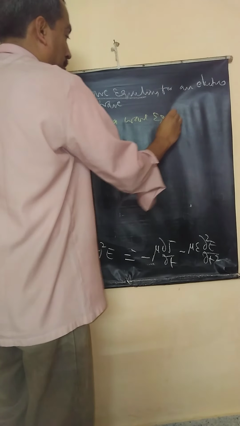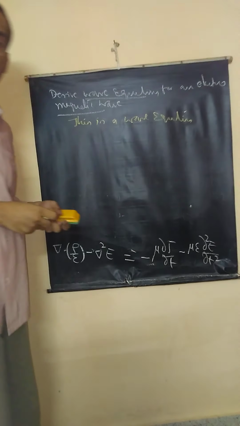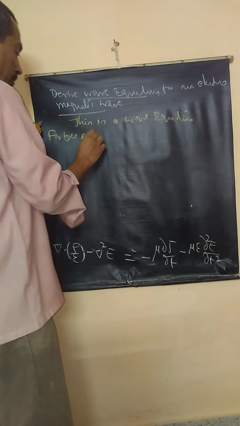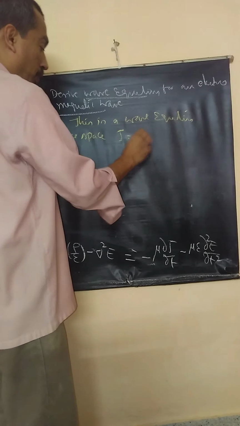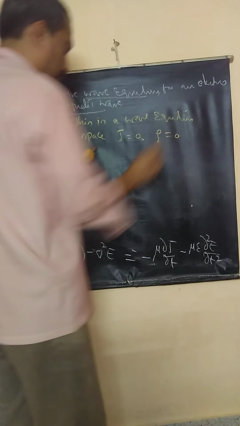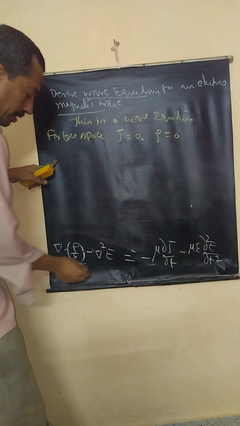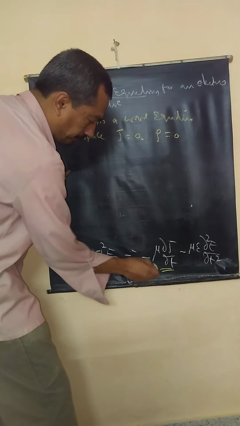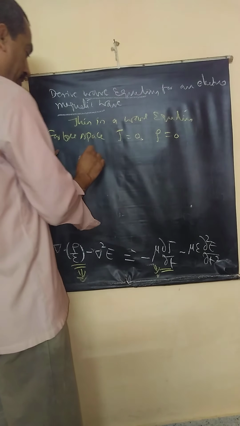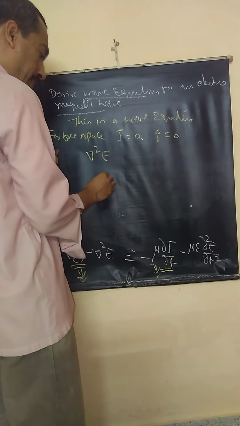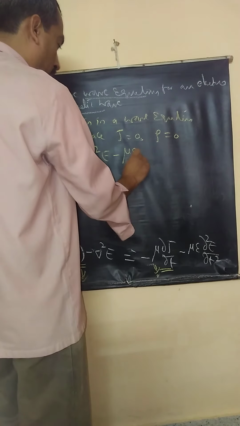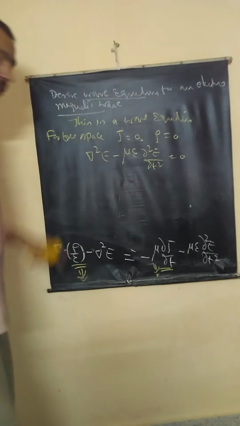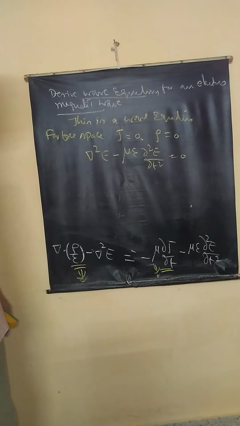Now suppose electromagnetic waves propagate in free space. For free space, what is the current density? J is 0. Charge density is also 0. Therefore, this becomes 0 and this becomes 0 for free space. Correct? So I will write del squared E minus mu epsilon ∂²E/∂t² equal to 0. Now are you able to see the wave equation here?